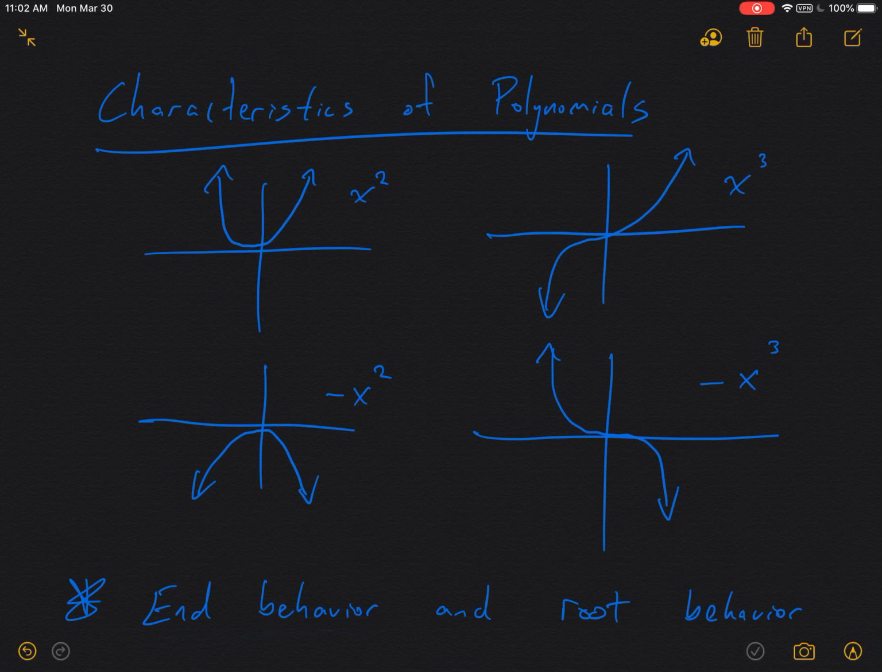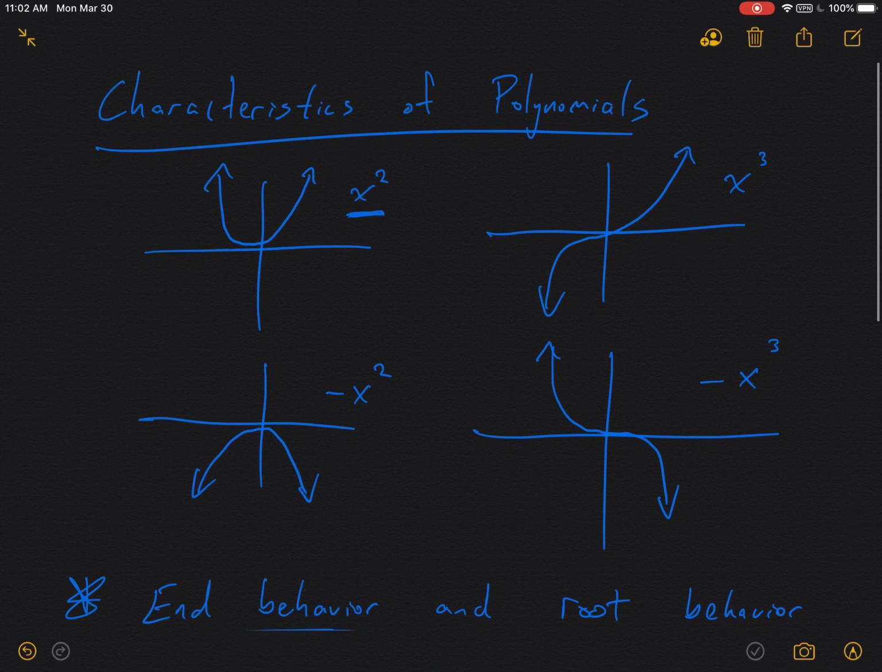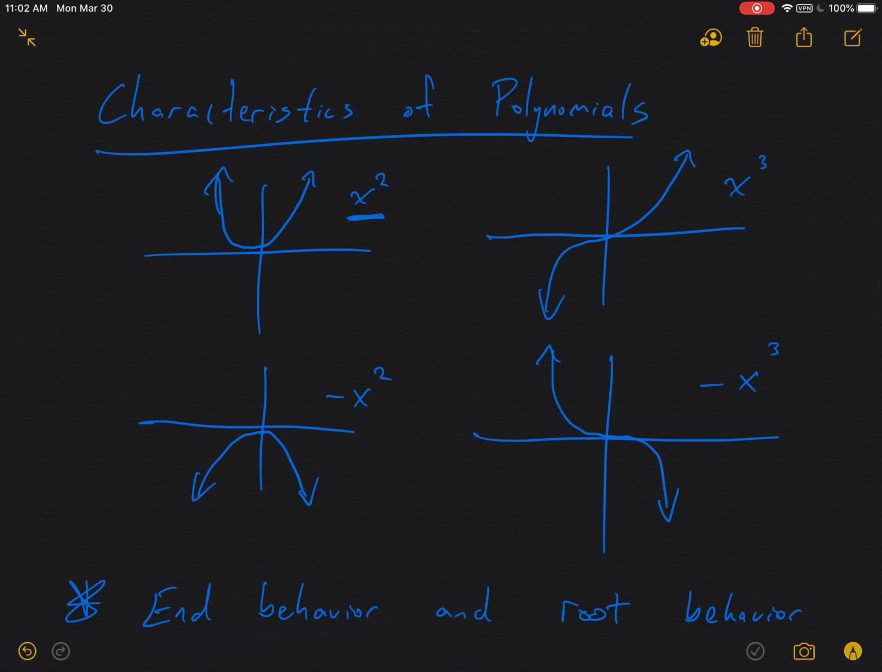So I can come up here and I look for the picture that has an even degree and a positive leading coefficient, and that would be this one. Because here I have an even degree, the degree is 2, and a positive leading coefficient. The leading coefficient here would just be 1. And what this says is that the end behavior for the graph x squared will be the same as the end behavior for this polynomial that we're trying to graph down here.